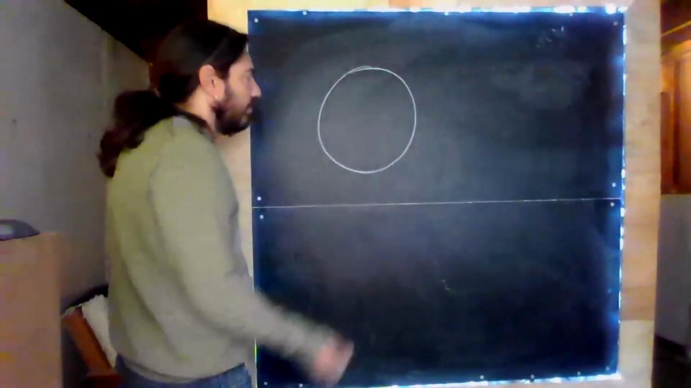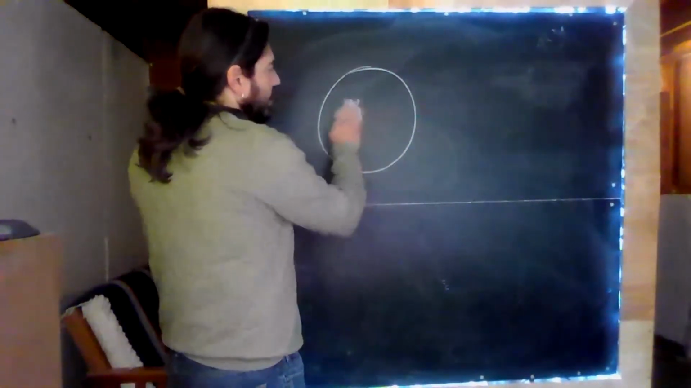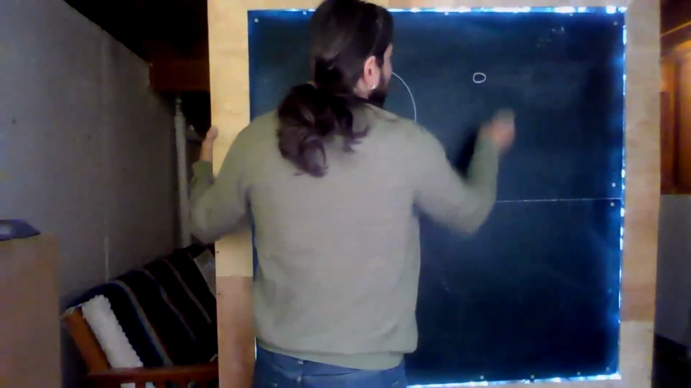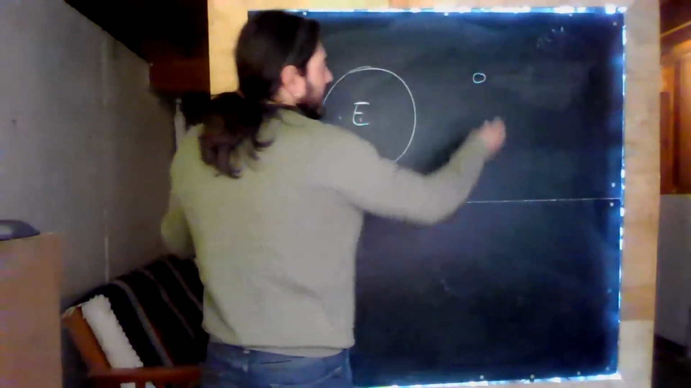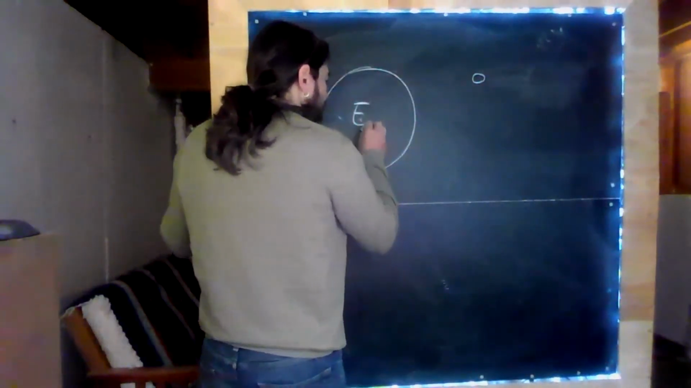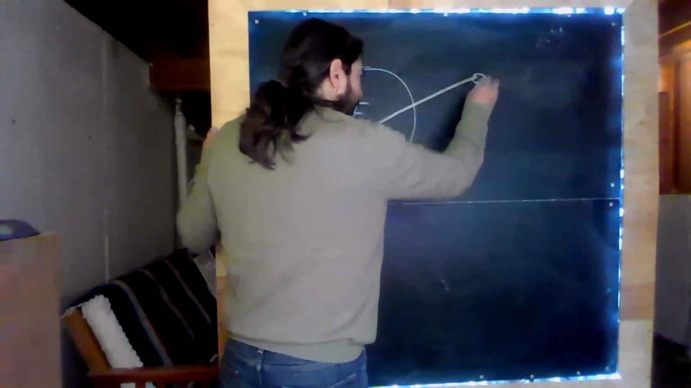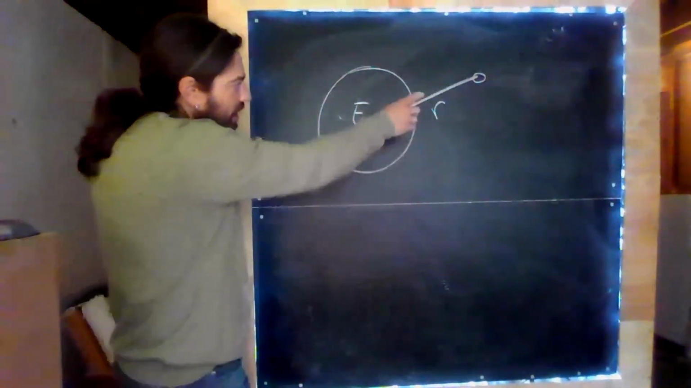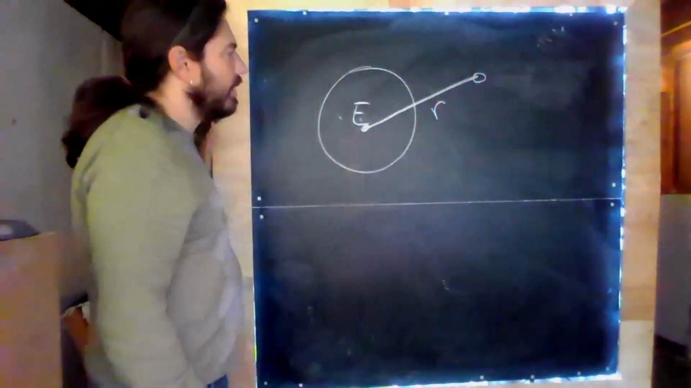So let's do that. Here's the Earth. This is the Earth here. Let's put a little E there. And, I don't know, here's a satellite, let's say. Okay? So there's my satellite, here's the Earth, and let's put this at a distance r away from the center of the Earth. So here's my satellite, here's my Earth.